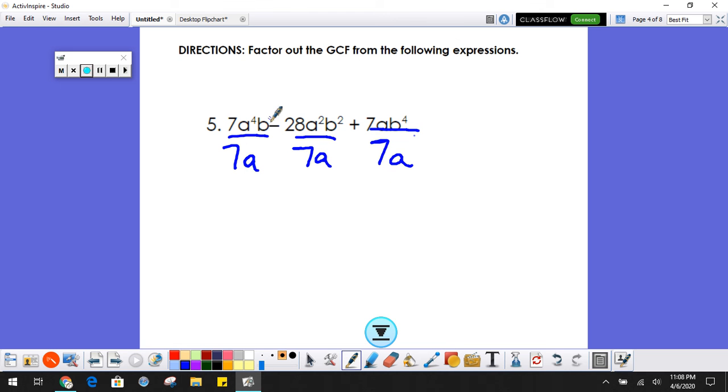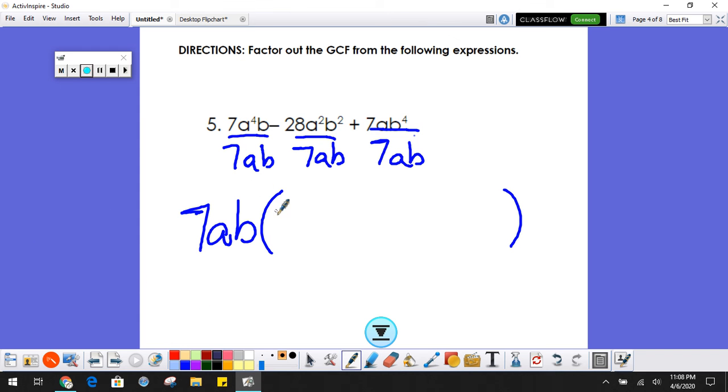Then I look at the b's. First one has 1 b. Second term has 2 b's. Third term has 4 b's. So they all have at least 1 b. Once again, whatever I've written on the bottom goes outside the parentheses. And then inside the parentheses, I'm going to put what's left after I divide.